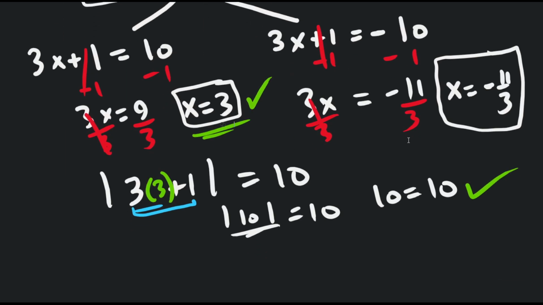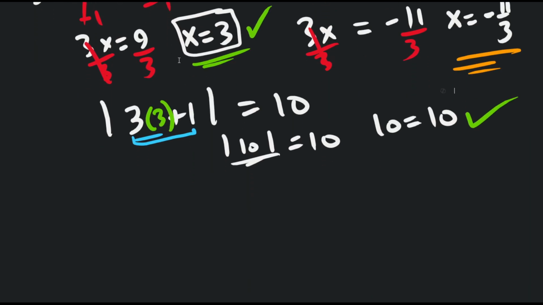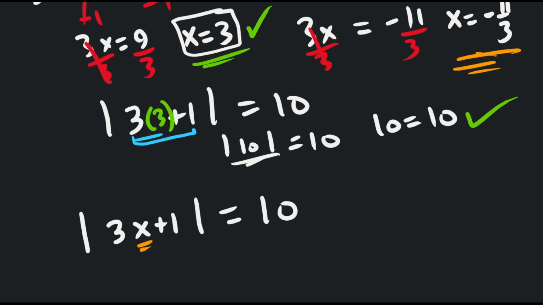Perfect. Now let's go ahead and test our other answer right here, x equals negative 11 over 3. Let me just write that down in orange. And let's write our original problem again. Our original problem was the absolute value of 3x plus 1 equals 10. And we are just going to substitute our x for negative 11 over 3. So let me just move the plus 1 a little bit here. Okay, so 3 times negative 11 over 3.